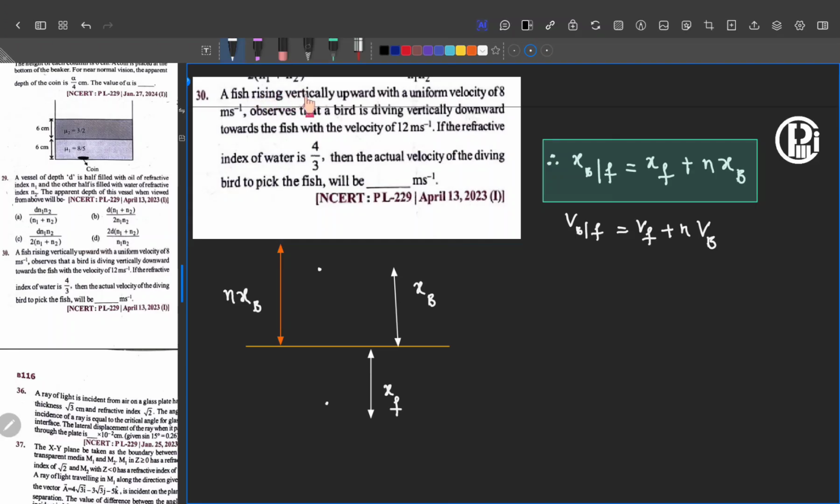Here also, the fish is rising vertically upward with a uniform velocity of 8 meter per second, and observe that a bird is diving vertically downward towards the fish.